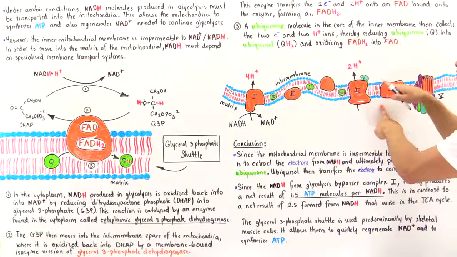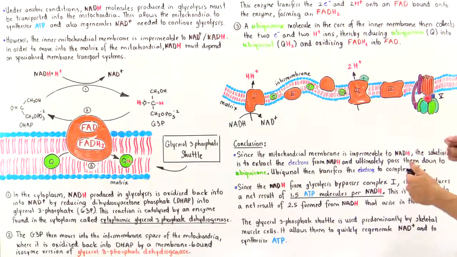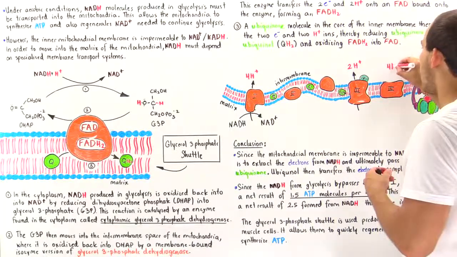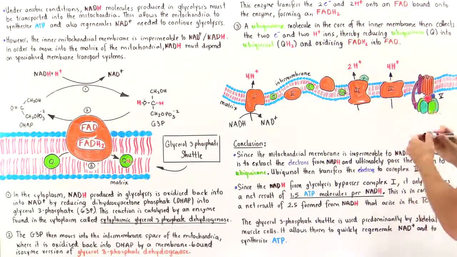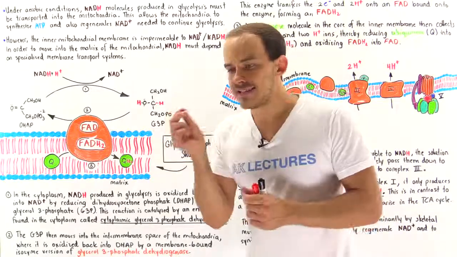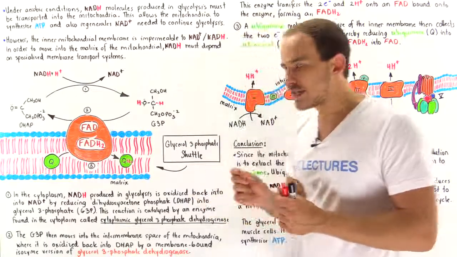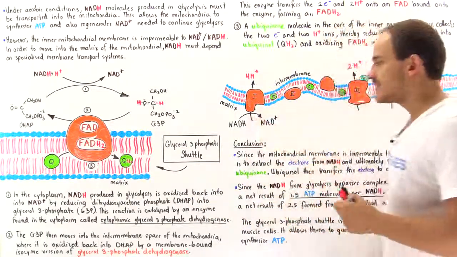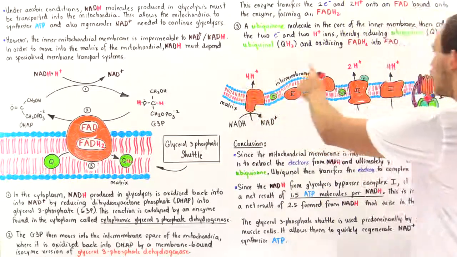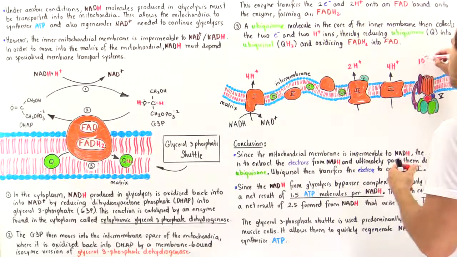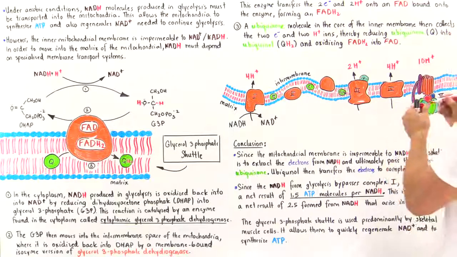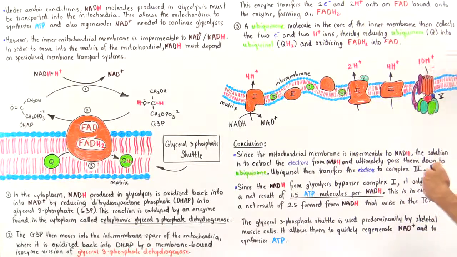And in complex 4, as those electrons travel through the complex and ultimately are used to reduce oxygen into water, we pump a net result of 4 protons from the matrix of the mitochondria into the intermembrane space. And so when a single NADH molecule produced in the citric acid cycle found in the matrix is oxidized into NAD+ by the electron transport chain, we transport a net result of 4, 2, and 2, so 10 protons into the intermembrane space.